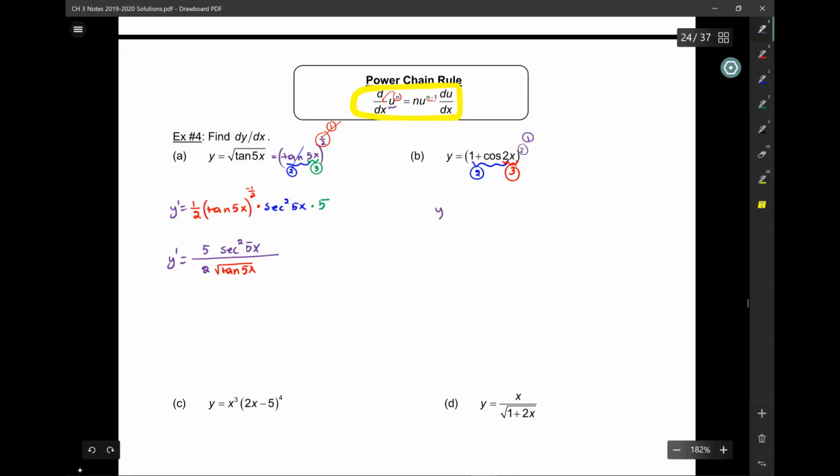Okay, so y prime. The 2 is going to come down. So I have 2 times this whole thing to the power of 1, times, now the second function. What's the derivative of this inside the parentheses? Minus sine 2x, good, times 2. So let's clean it up. Negative 4 sine 2x, 1 plus cosine 2x.